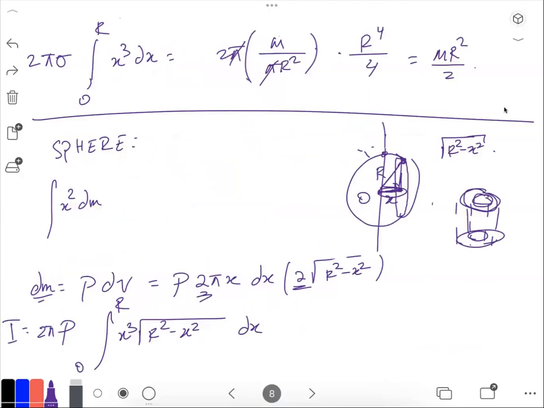So hopefully you enjoyed this nice and comprehensive video on moments of inertia, where we looked at what the moment of inertia is, why it's helpful in conservation of angular momentum type situations, and then how to find the moments of inertia of certain objects like rods, a hoop, a sphere, and a disk.